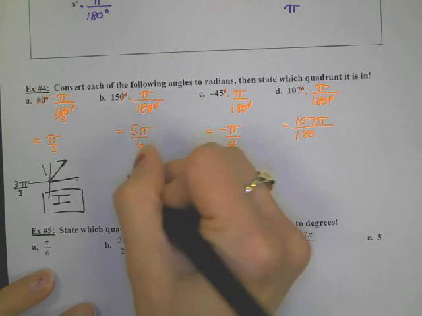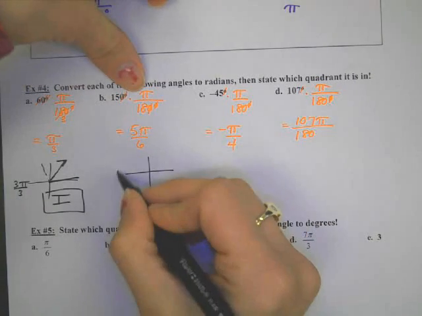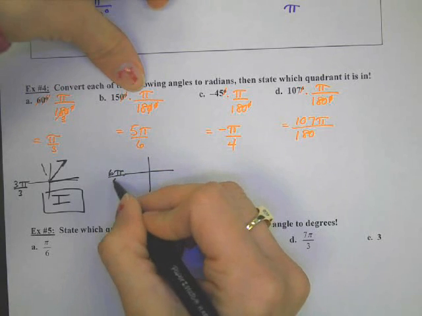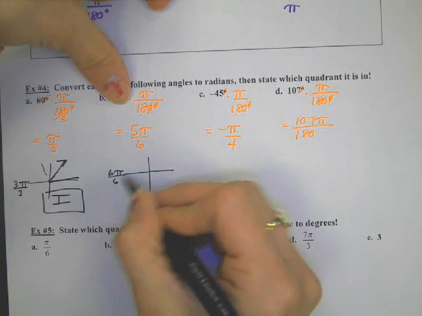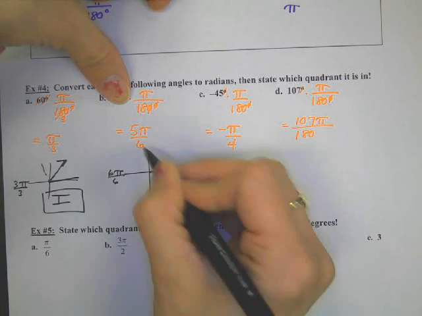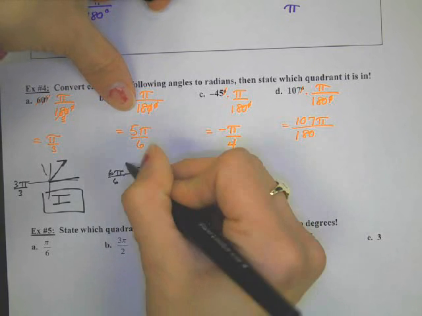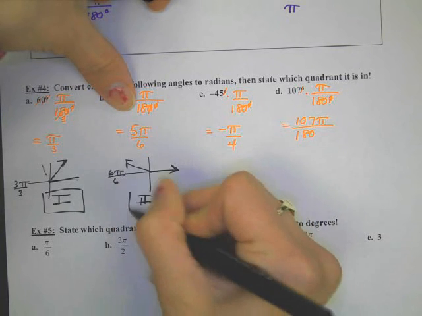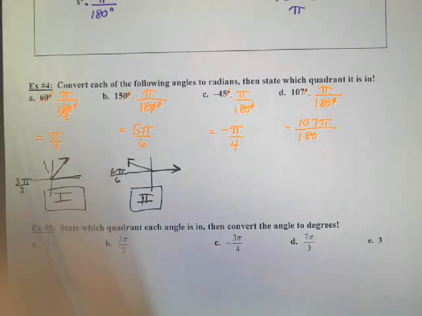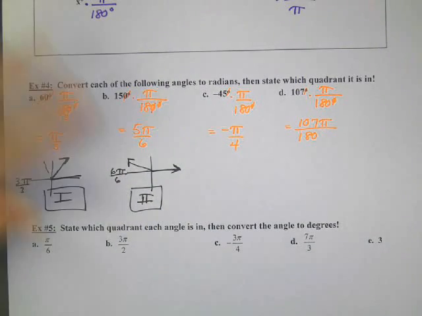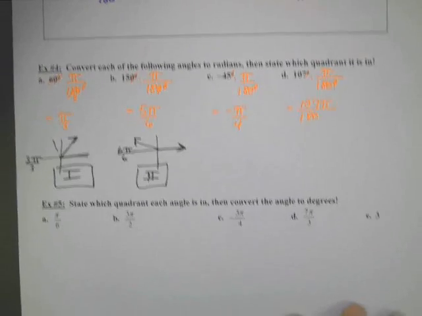Okay, where would 5 pi out of 6 be? I want you to think of pi as 6 out of 6. 6 out of 6 is over here. So where's 5 out of 6? Yes, right here in quadrant 2. Okay, we're trying to practice thinking in terms of radians because that's the one that's usually more challenging.